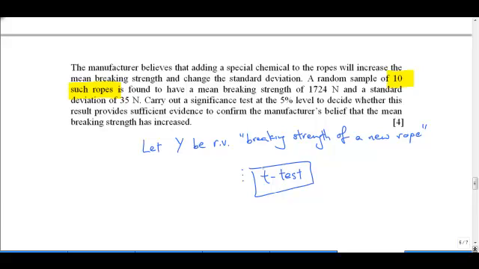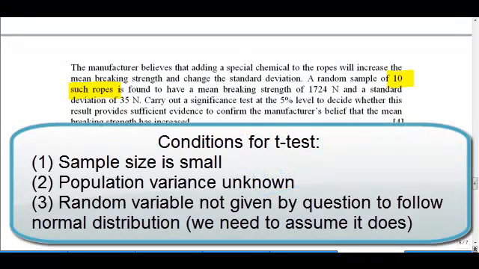The reason is because we do not know that the breaking strength of these new ropes follows a normal distribution, and I do not know the standard deviation of these new ropes, so I have to use a t-test. Because the population standard deviation is unknown, the sample size is small, and it is not mentioned that the breaking strength of these new ropes follows a normal distribution.